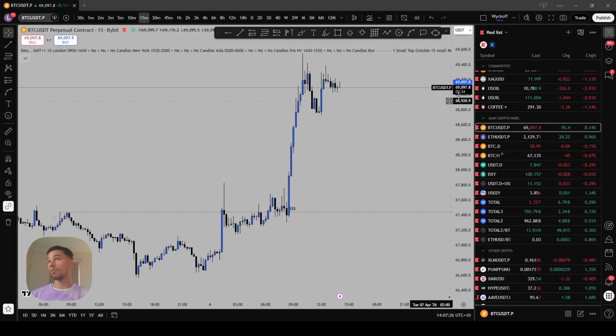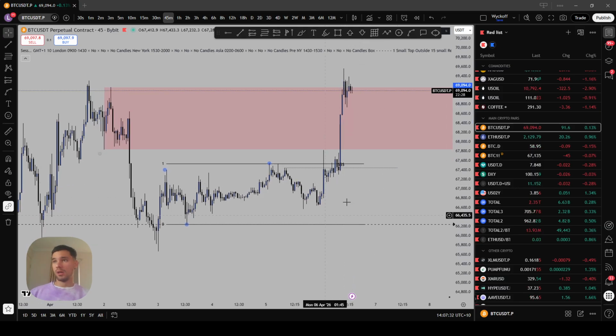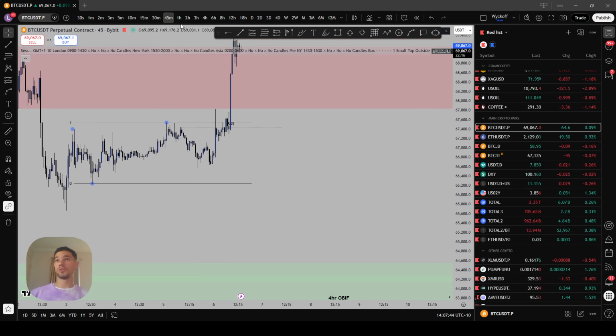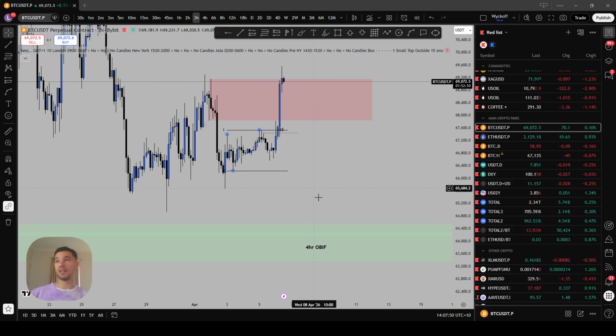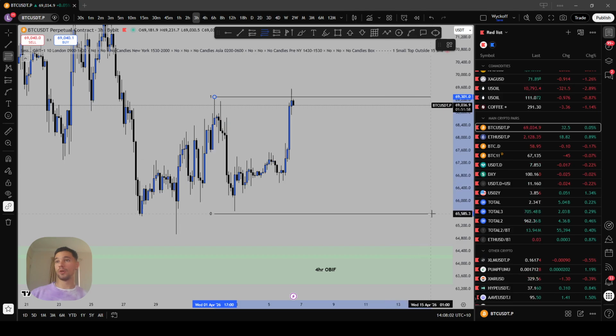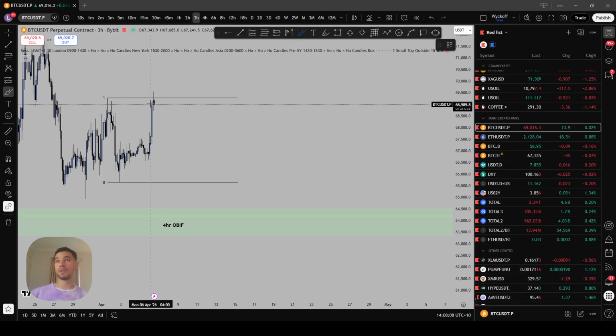I'll start with crypto today. Why not? Had this potential distribution forming on Bitcoin, which got completely overridden. We've just swept our second deviation tap and have gone right through this supply. So that is all gone. What I will do though is draw this as my new range, and we can potentially get something like this.